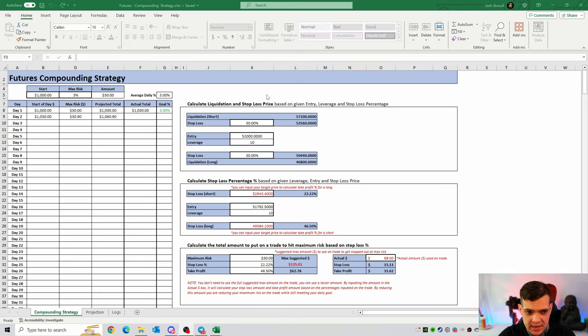So we're going to explain how we're going to break this down here. We have our futures compounding strategy. The link will be in the description. We created this ourselves. We'll start off with $1,000. Okay, so we're going to type in 1,000 right here. Our max risk is 3%.